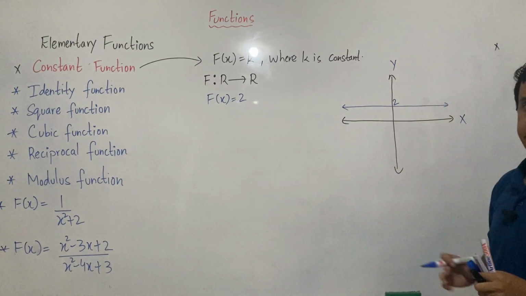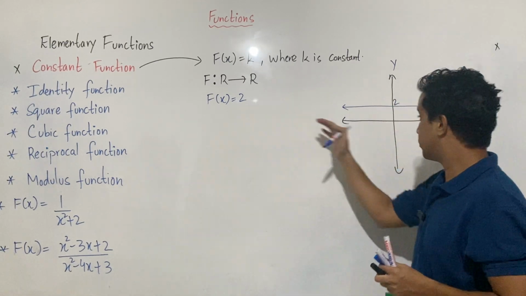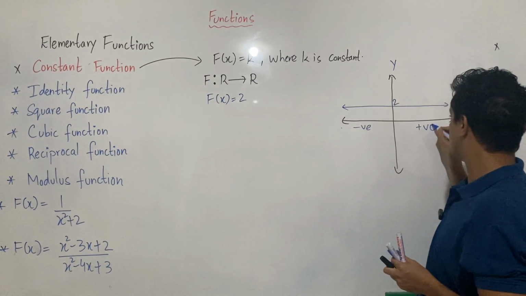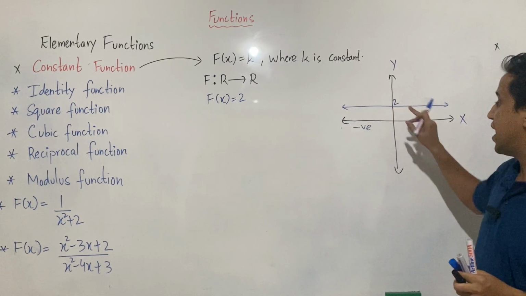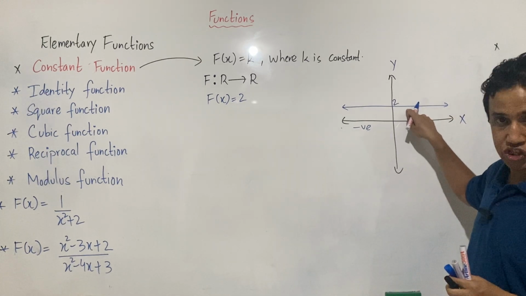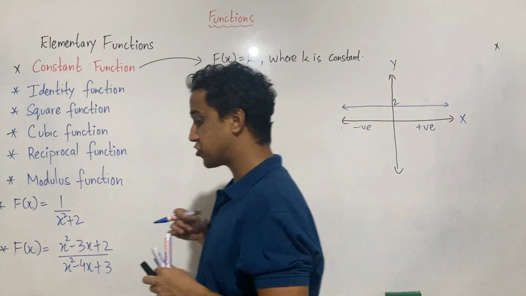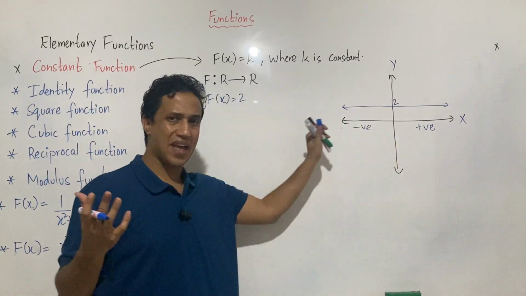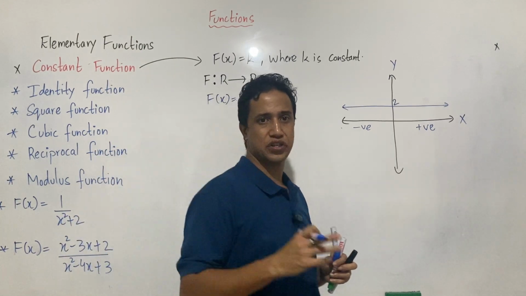So what does it mean? It means that you can take any value of x, whether negative or positive, because this side is negative and this side is positive values of x. For negative values of x, you will get y equal to 2, and same for the positive values of x, any value. Even at x = 0, the value of y is 2. So a constant function is the function where, if you input any value of x, whether negative, positive, or 0, you will get the constant value of y. That type of function is known as a constant function.